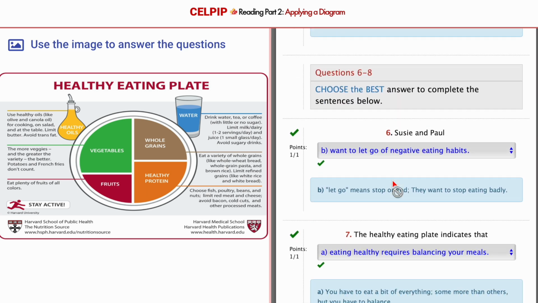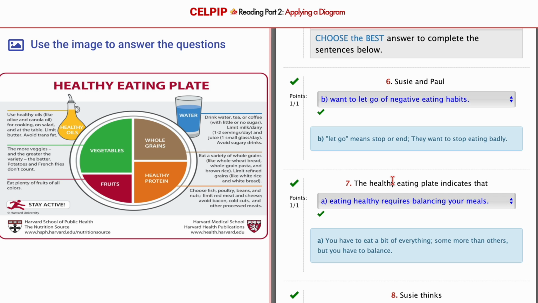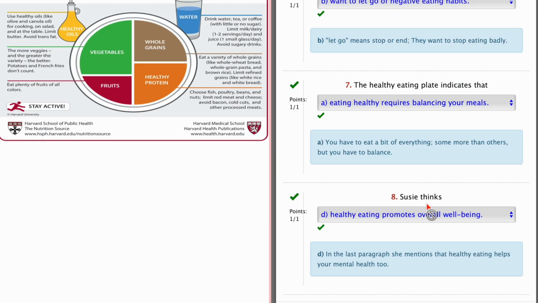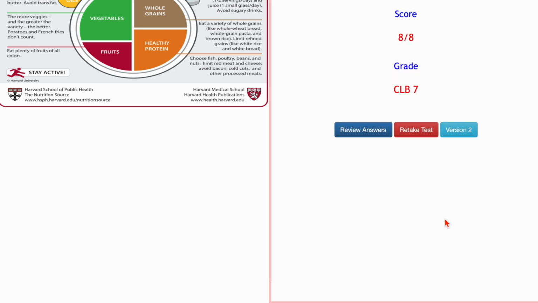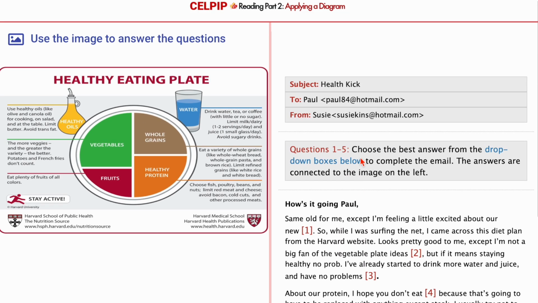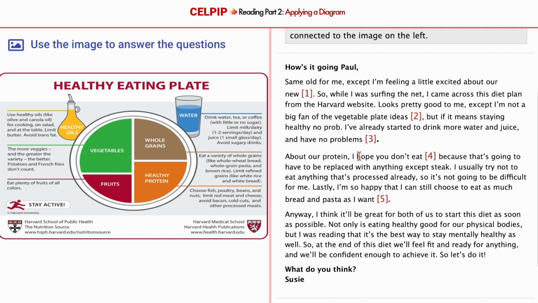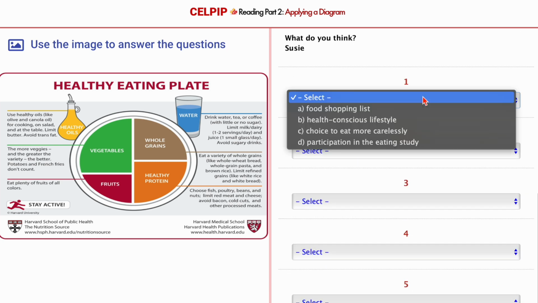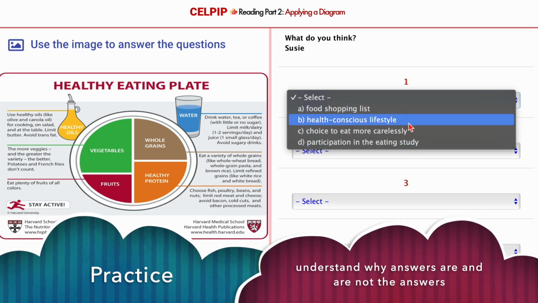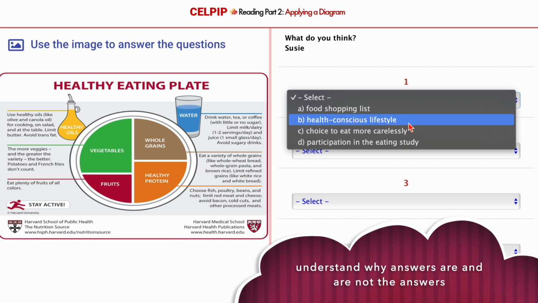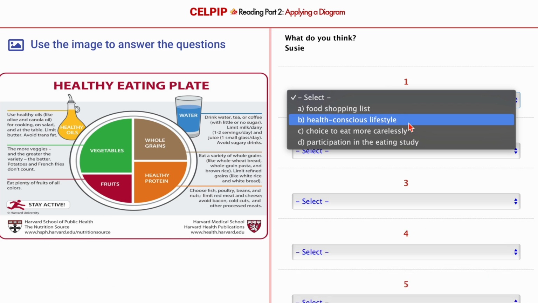This is a very good tool for us to practice. To practice, we need to practice by the way that we analyzed. We need to understand, why is it not A, C, or D? Why is the answer B? We need to understand that. And the more that you can do that, the more comprehensive skills you will have.